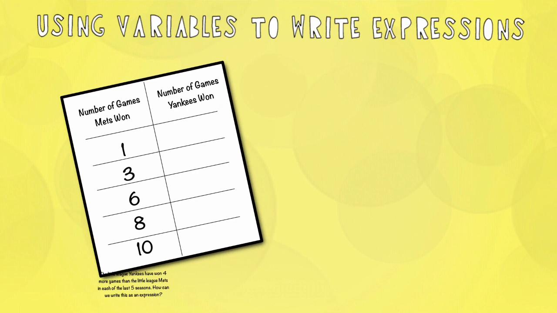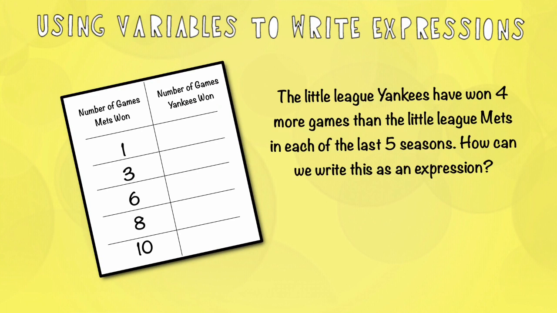So now we're going to look at this chart. The Little League Yankees have won 4 more games than the Little League Mets in each of the last 5 seasons. How can we write this as an expression? So first, let's focus on what it says. It says the Little League Yankees have won 4 more games than the Little League Mets. So whatever the Mets won, the Yankees won 4 more.